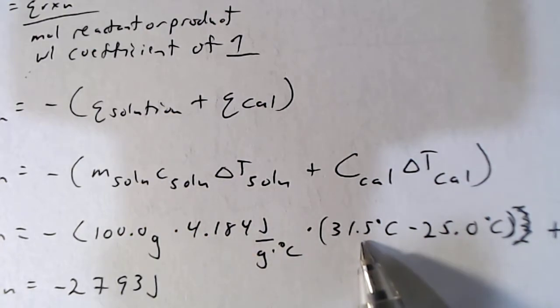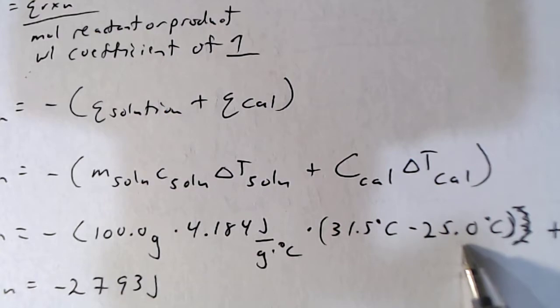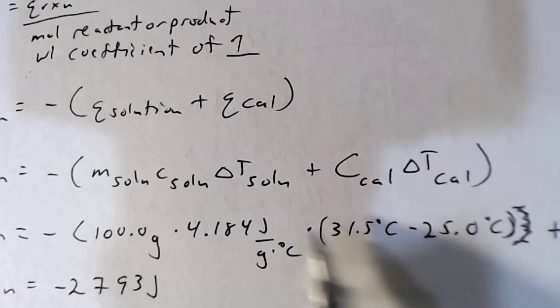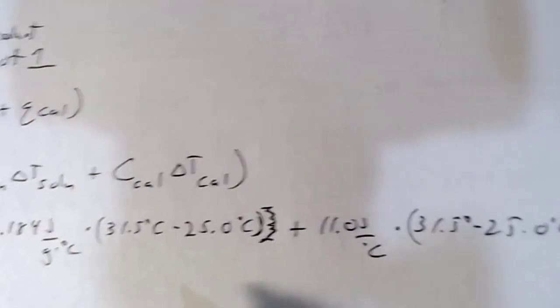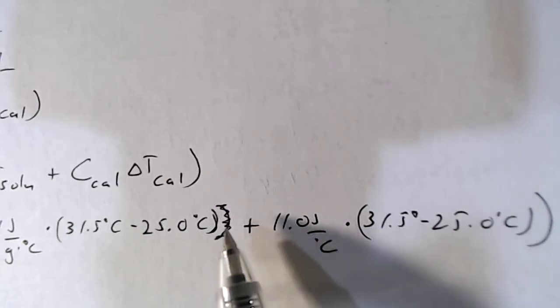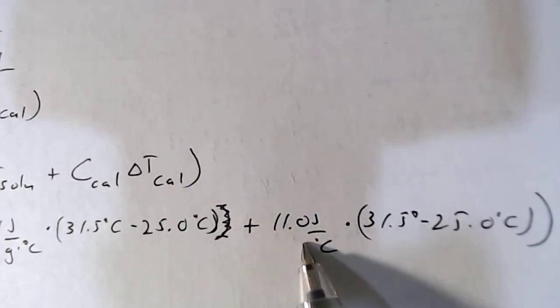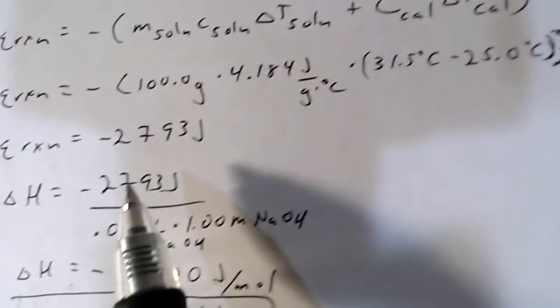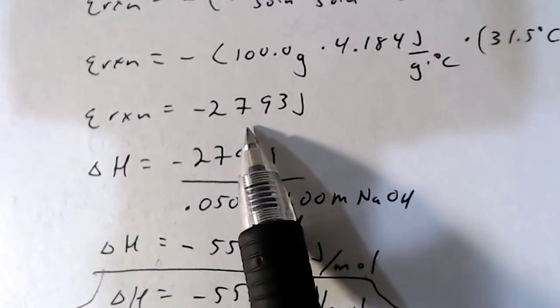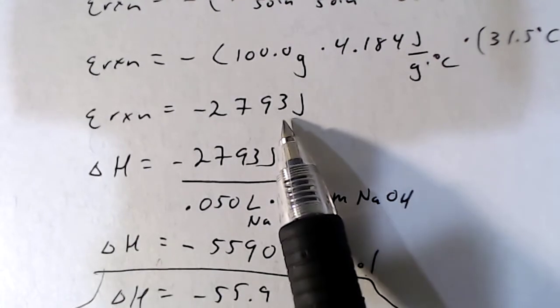And we know the final temperature of the solution was 31.5 degrees Celsius, but both of the original solutions started at 25.0 degrees Celsius, so we can solve for the change in temperature there. It's equal to the final minus initial temperature. And similarly, we have the heat capacity of the calorimeter and the change in temperature of the calorimeter, and all of that ends up giving us a heat of reaction of negative 2,793 joules.